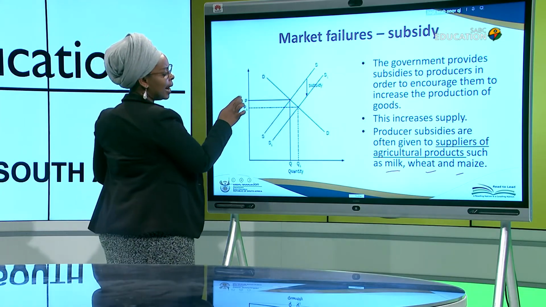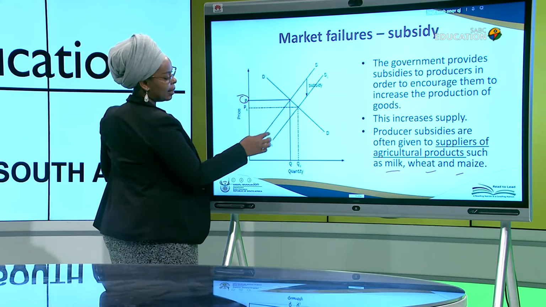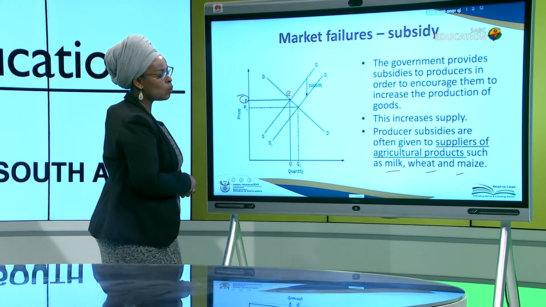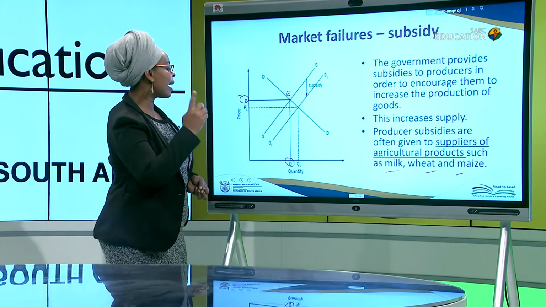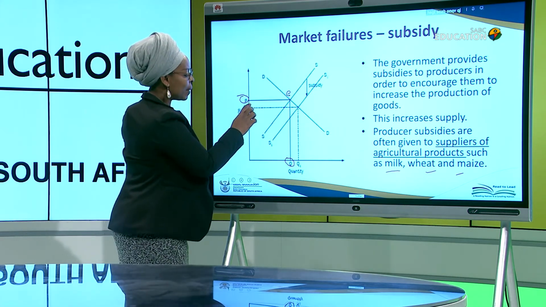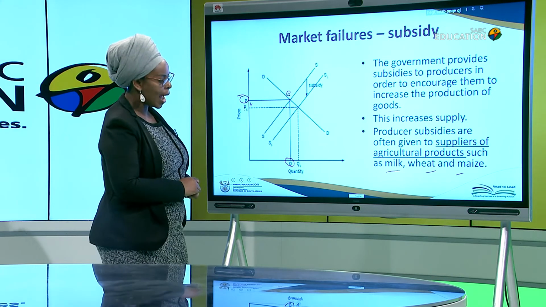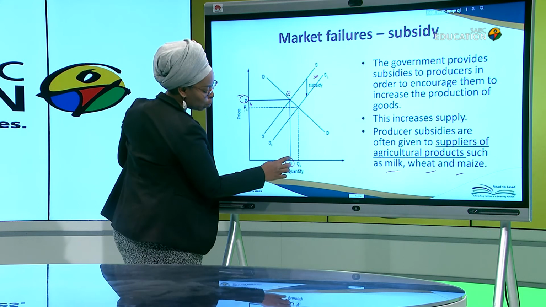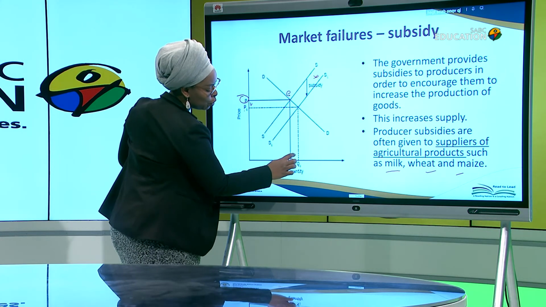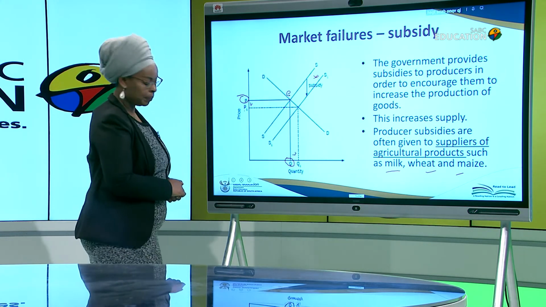So, this will be our price, and this will be our equilibrium point. This will be the quantity supplied. But if the government introduces a subsidy, the price will drop from P to P1, and the business will be motivated to supply more and produce more. Quantity will shift from Q to Q1.